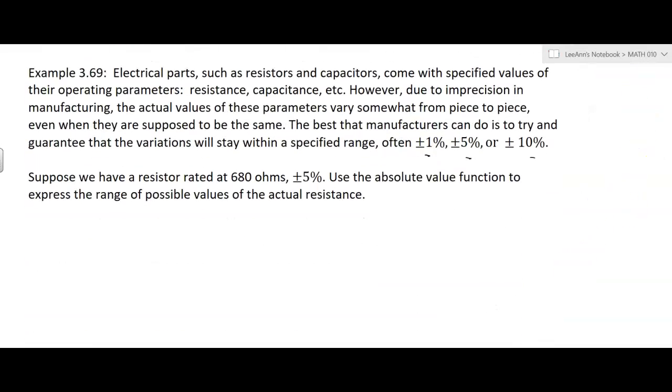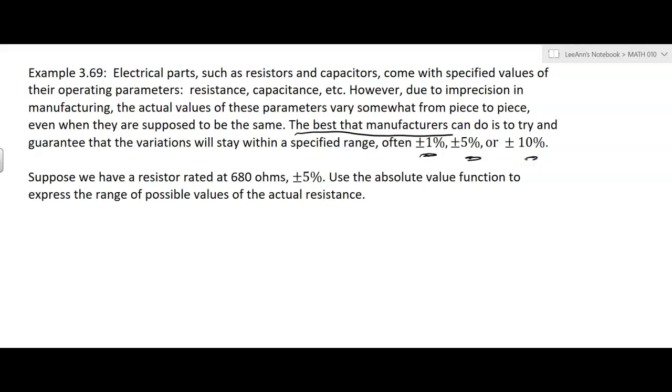Okay, so this next part talks about, and you can read it, but I'm just going to summarize it, electrical parts, and they have a resistance, like resistors measure a certain resistance, and because of manufacturing, sometimes these parts that they're making, electrical parts, they're not all exactly the same. Sometimes they're just a little bit different, but they're considered the same value, okay? But each piece might vary a little bit. So it says the best that manufacturers can do is try and guarantee that the variations stay within a specified range, often 1%, 5%, or 10%.